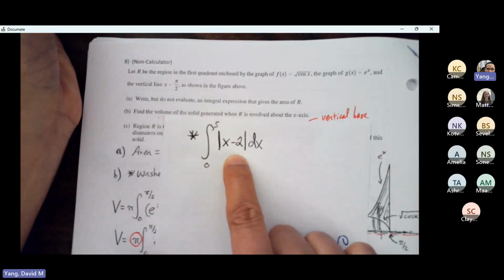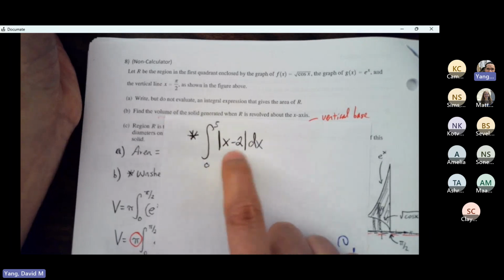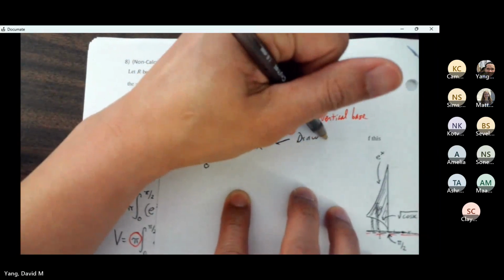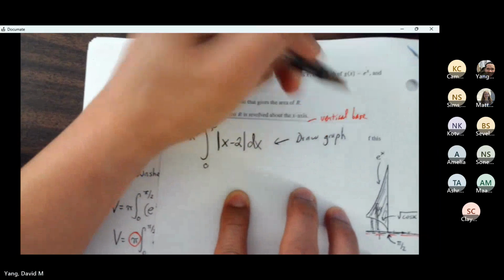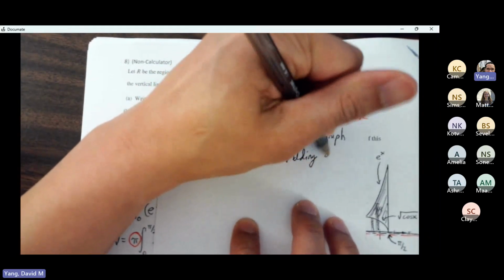So with this, you're not going to do the power rule. You're not going to do anything in terms of the calculus steps. What you're going to do is draw the graph and just add up areas of triangles. Okay, so you're going to draw the graph, and really, you're just adding the areas of two triangles.